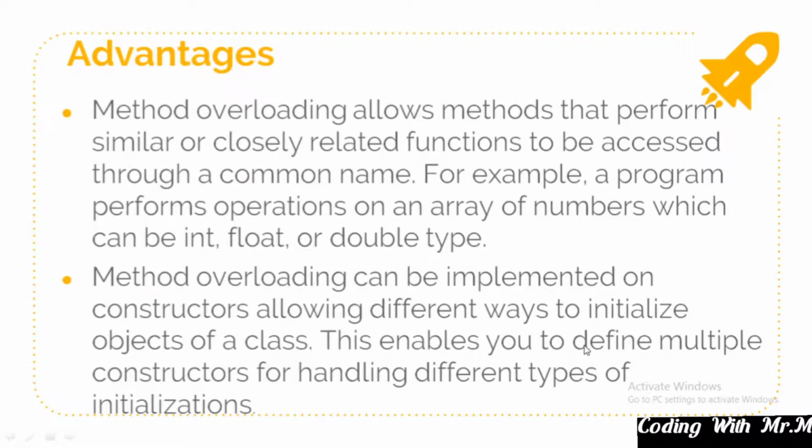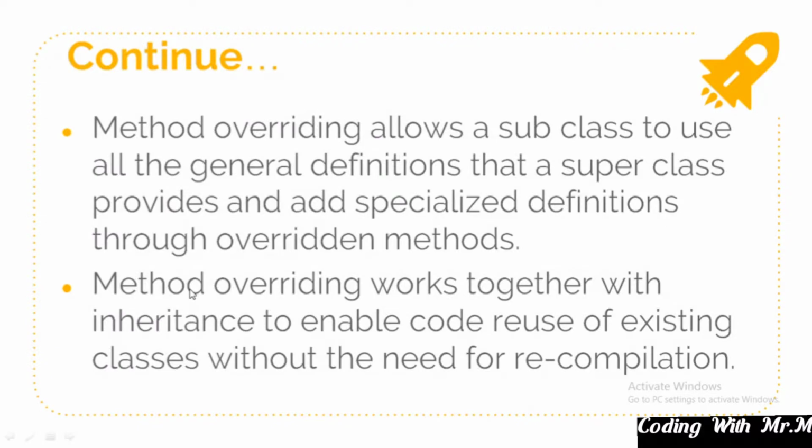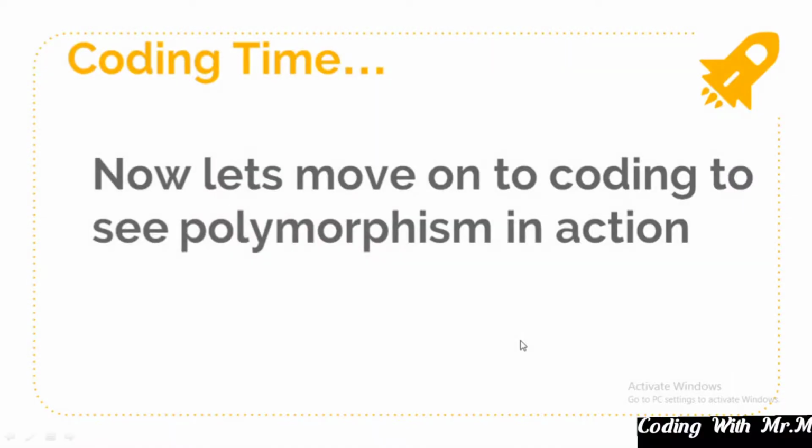This enables you to define multiple constructors for handling different types of initializations. Now method overloading is something that... method overriding allows a subclass to use all the general definition that a superclass provides and add specialized definitions through our overridden methods. Now method overriding works together with inheritance to enable code reuse of existing classes without the need of recompilation. So now let's move on to coding to see polymorphism in action.